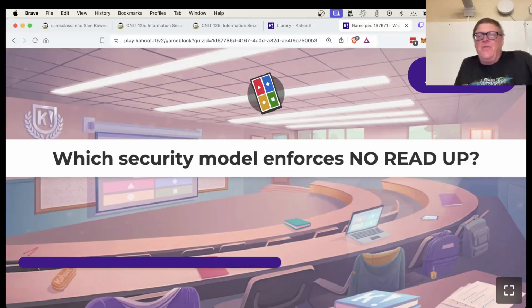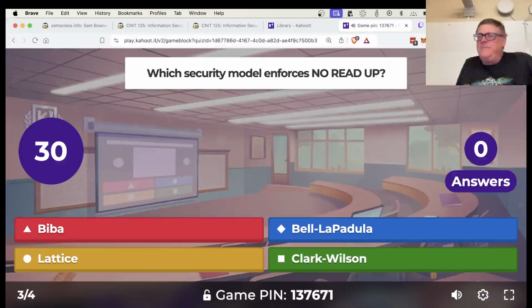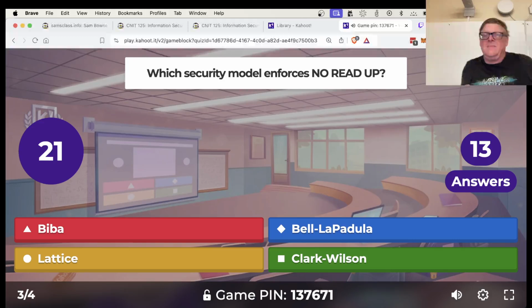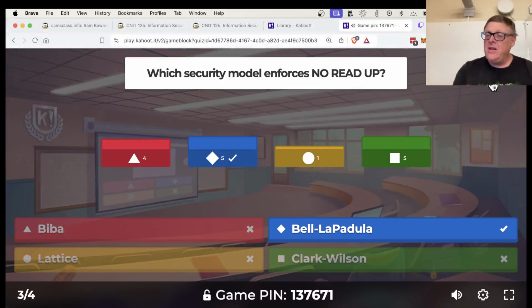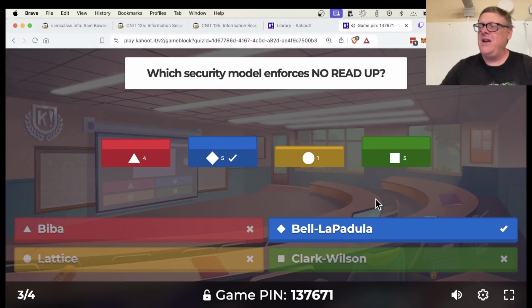All right, what security model enforces no read up? That's Bell-LaPadula, that's confidentiality. People at a low level cannot read the high classified data. So that's confidentiality, that's the Bell model. All right.